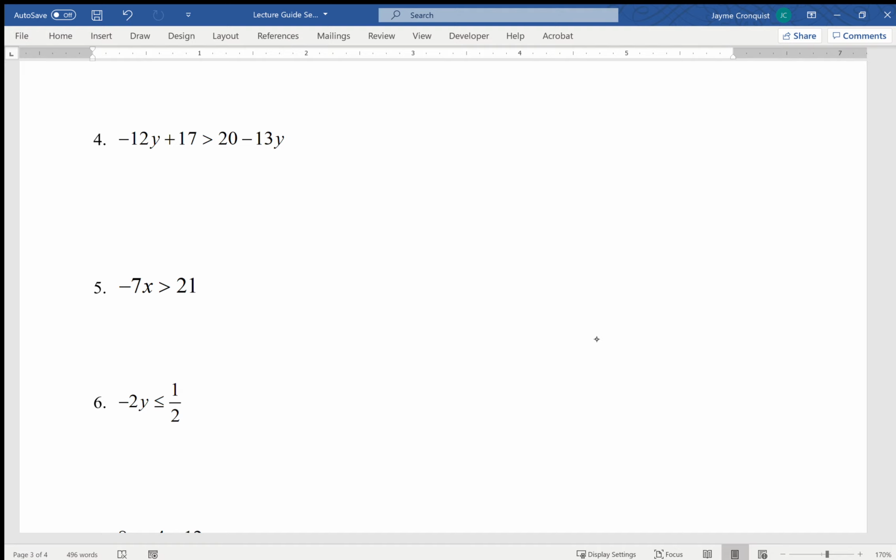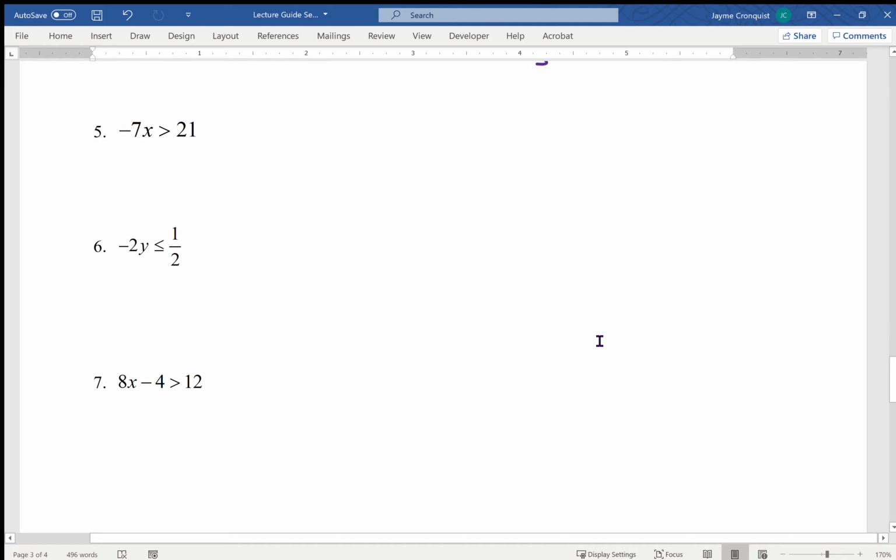Okay. I'm going to add the 13y, so I get a positive. Therefore, I'm going to subtract the 17. So negative 12 and a positive 13 is 1, so I have y greater than 20 minus 17, which is 3. All right. No parenthesis, a parenthesis, no square bracket because there's no equal to. Y is greater than, so it's opening upwards. And there we go.